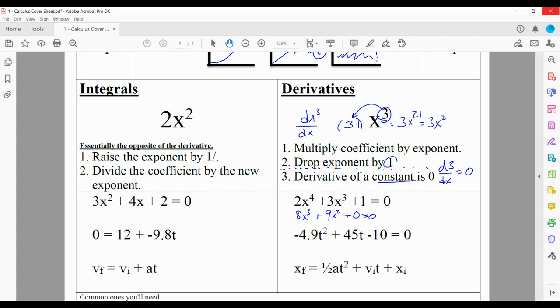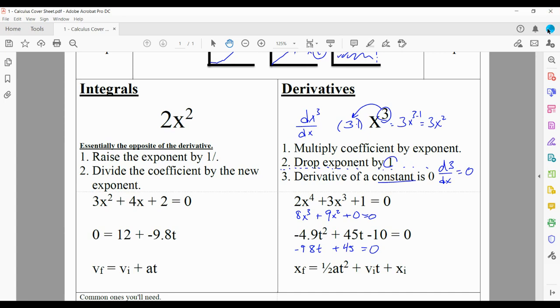Next one, I'm going to take 2, the coefficient, times the negative 4.9, so I get negative 9.8t, drop the power by 1, so that would be to the 1, I don't need to write it, plus, this is implied to be 1, so 1 times 45 will be 45, drop the power by 1, well, what is t to the 0? Anything to the 0 power is 1, so I don't need to write it, and then the derivative of a constant is 0, so I can put that to be equal to 0.